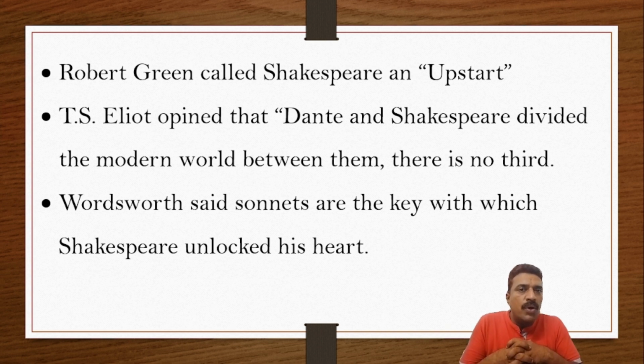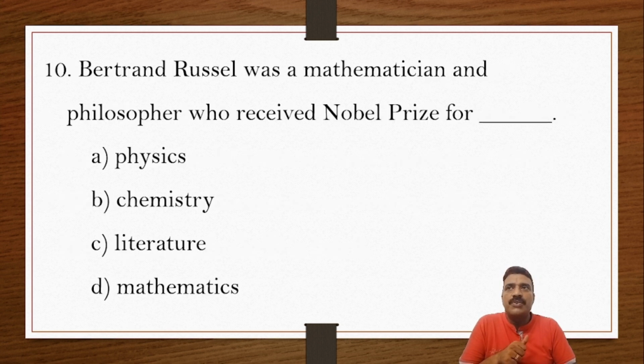Okay, so who called Shakespeare an upstart? It's Robert Greene. Who told that the modern world is divided into two by Dante and Shakespeare? That is T.S. Eliot. And who told that sonnets are the key to unlock Shakespeare's heart? That is William Wordsworth. Okay, we studied that.